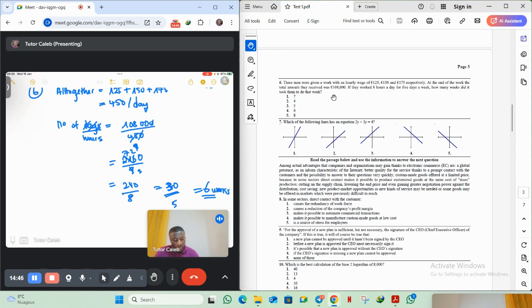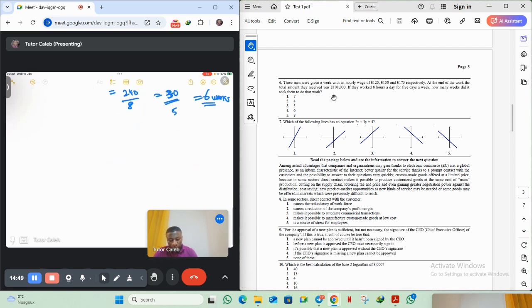All right, question 7. They say which of the following lines has the equation that, remember that the equation of a straight line is given by y equals ax plus b, where a is the slope and b is the y-intercept.